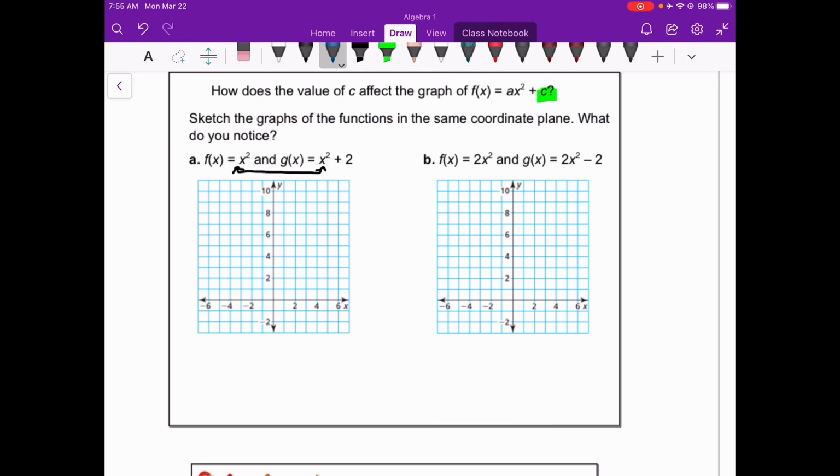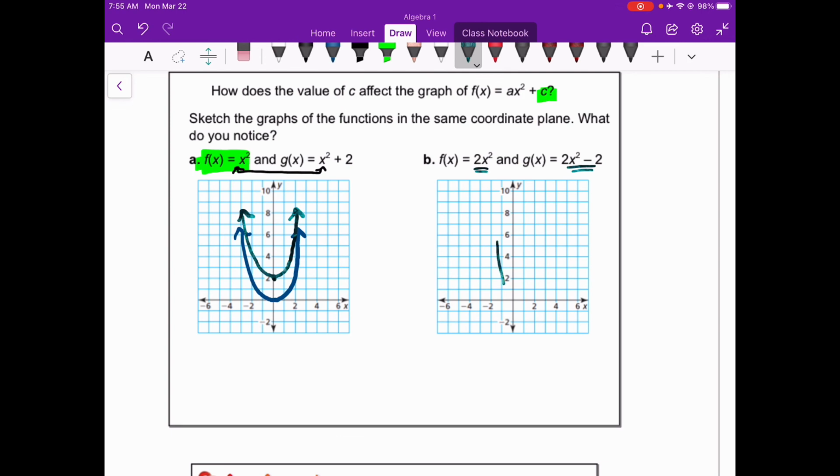So they're asking you to compare the 2 graphs in the same coordinate plane, meaning in the same graph that I have here. And then what do you notice? So let's say this is your parent graph, meaning this first graph right here. Nothing's around the x squared, it's a parent graph. And then I will draw the new graph for you. X squared plus 2 would be right here. Notice what happens there. Then I'll do this one for us.